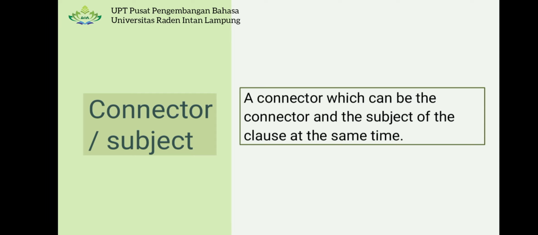Skill sebelumnya membahas tentang penggunaan kata penghubung di dalam adjective clause. Namun kali ini, kata penghubung yang akan dibahas bukan hanya sebagai kata penghubung. It is different because the connector is being the connector and the subject of the clause at the same time. It means that the connector and the subject is one word.